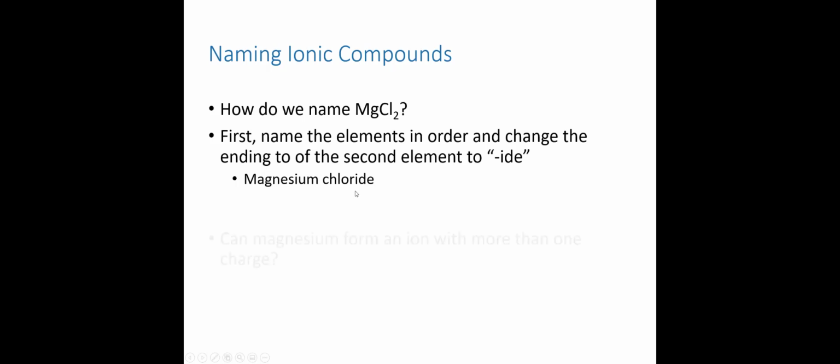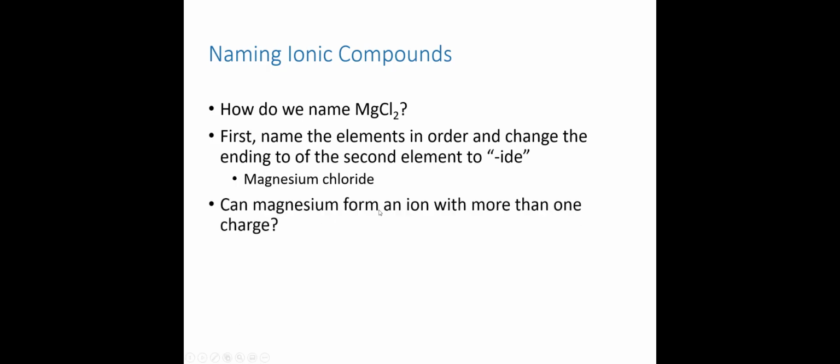Is that it? Well, can magnesium form an ion with more than one charge? And the answer to that is no. Magnesium is in group 2. It's always +2 charge, so its name is magnesium chloride. I would consider magnesium 2 chloride to be incorrect. This is just how the name is. It is also not magnesium dichloride. We'll talk about when we use prefixes later, but this is the name, magnesium chloride.